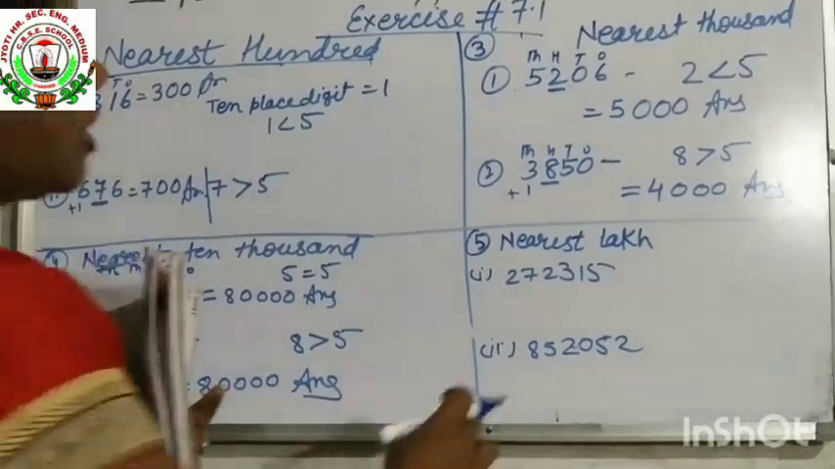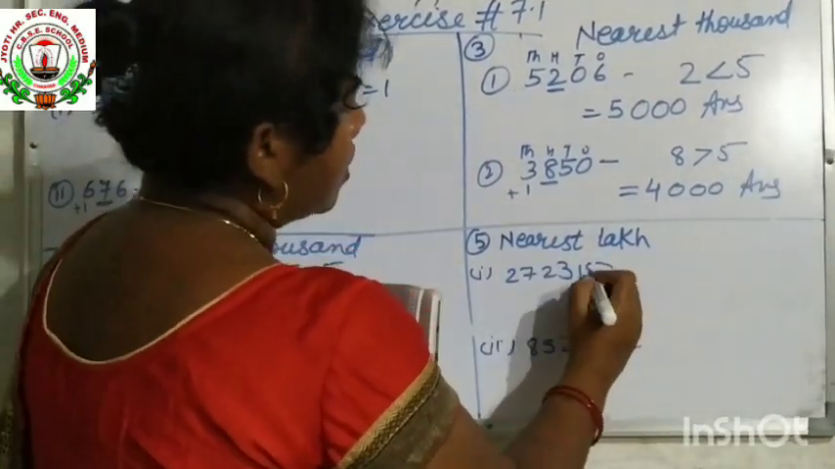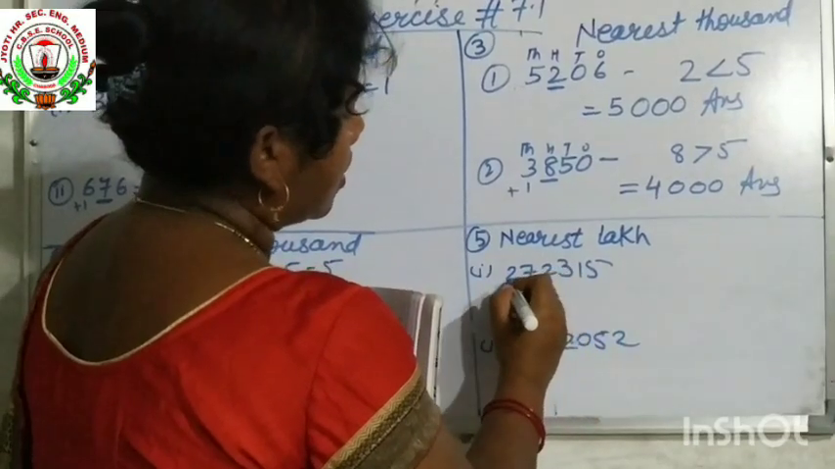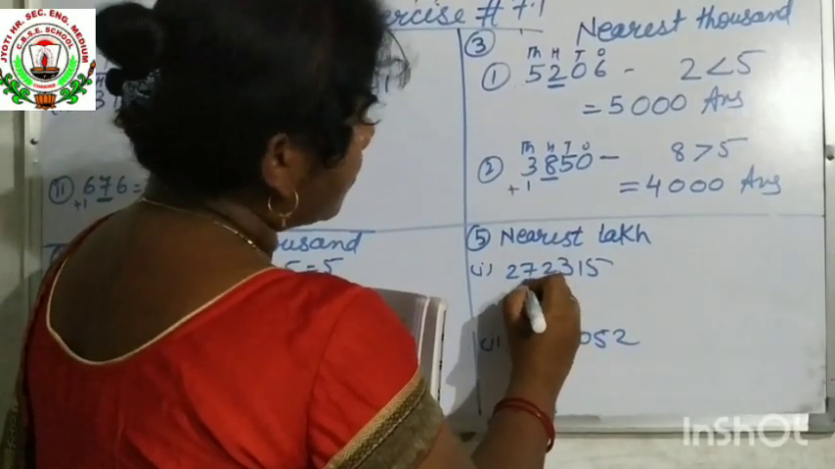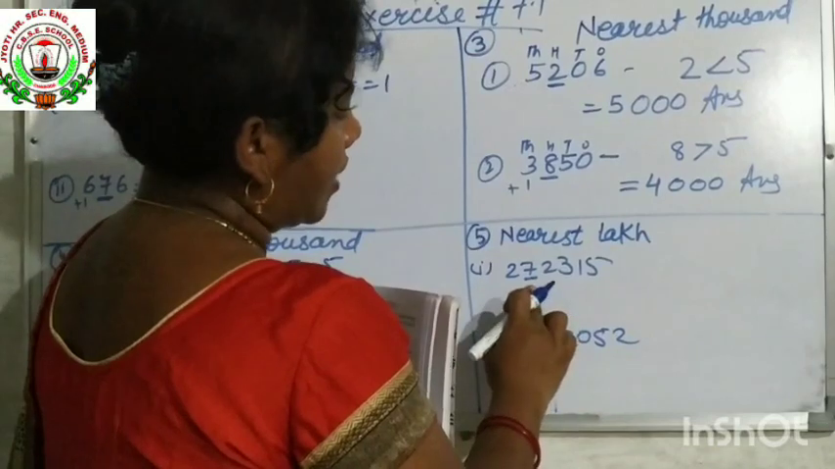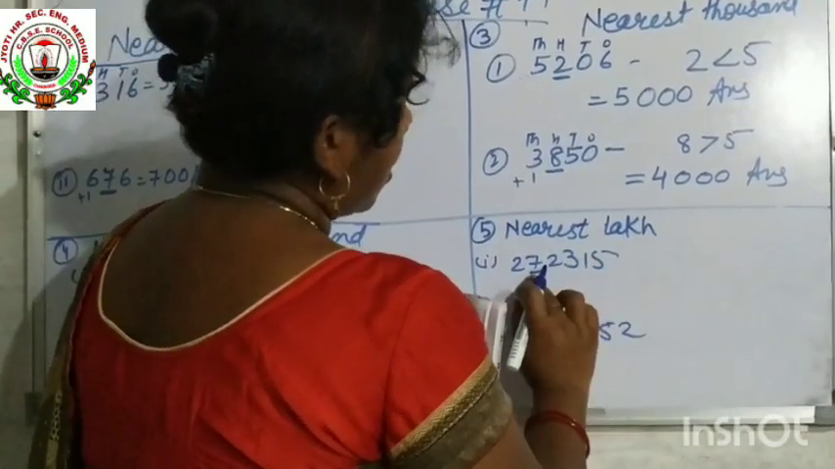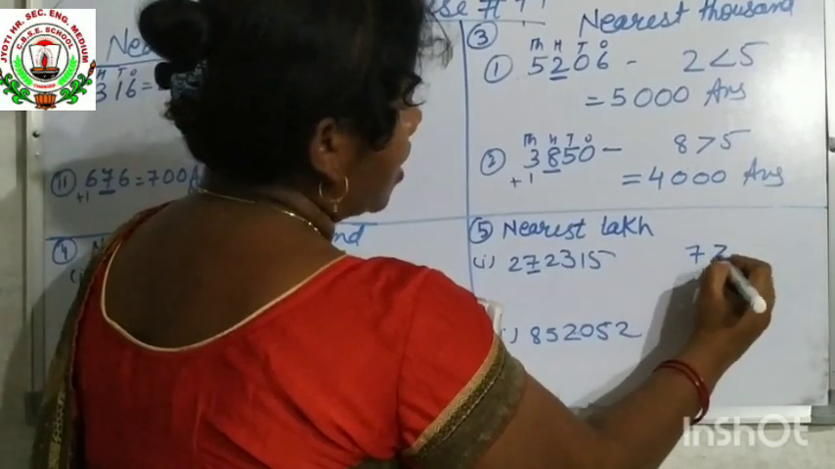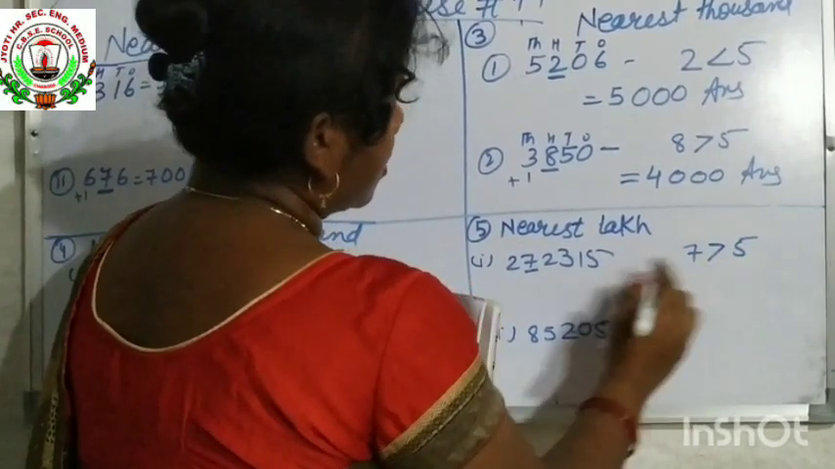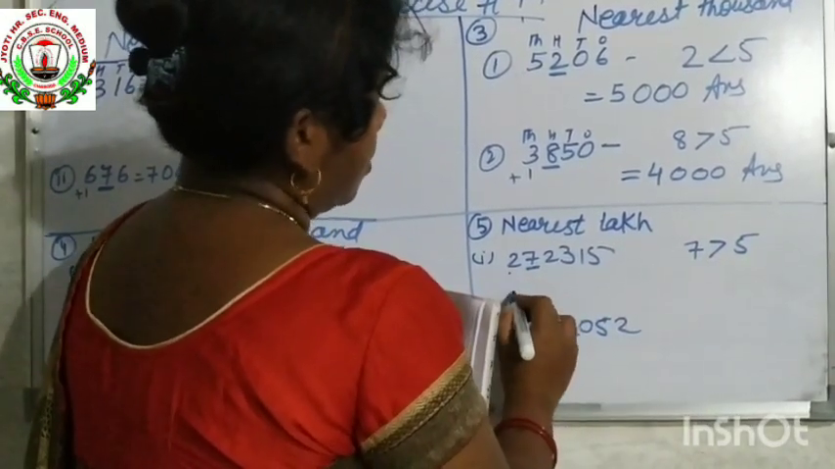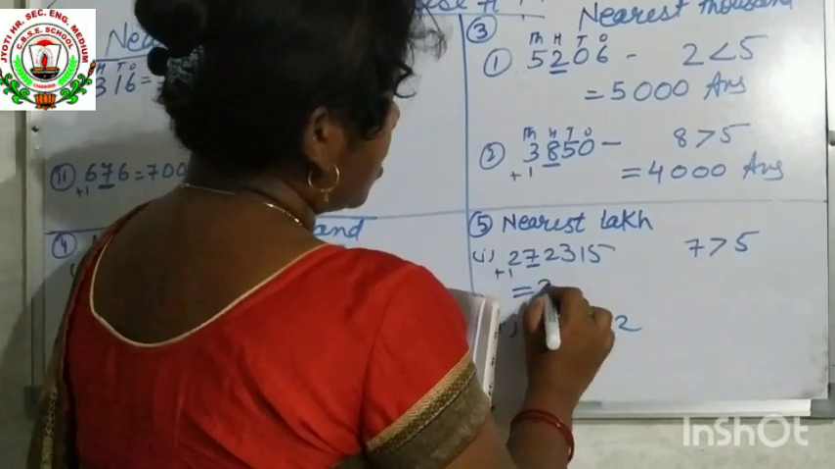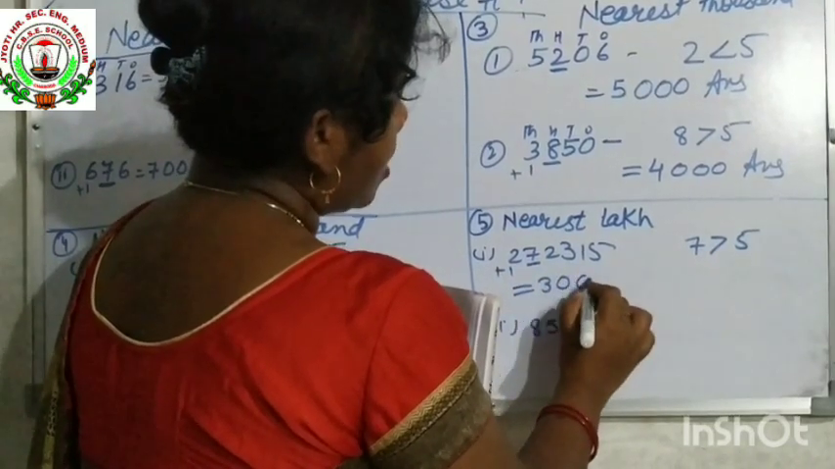Now here you will see nearest lakh. Ones, tens, hundred, thousand, 10,000, lakh. So which number will we see? We will see the next right digit. It is 7, which is the 10,000 place. So 7 is greater than 5. So if it is greater than 5, you will add 1 here. So 2 plus 1 is 3, and all the numbers will be 0.